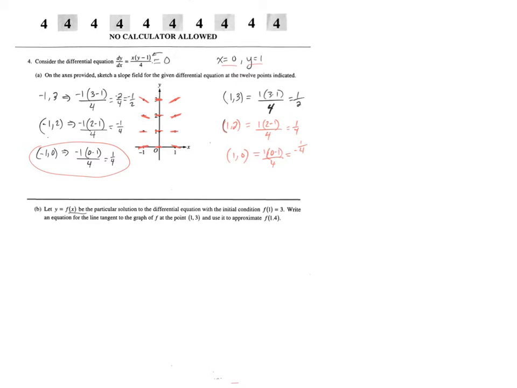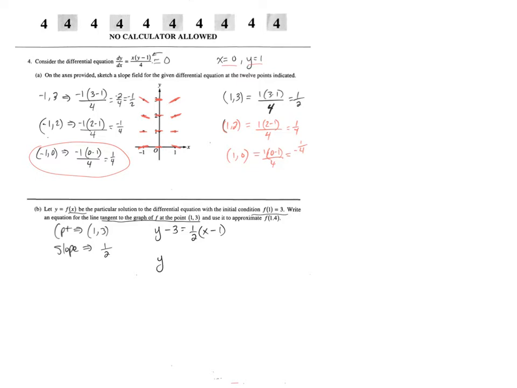f is the solution with f of 1 equaling 3, so we have a point, (1, 3). And they want us to write the equation of the tangent line at (1, 3). So we have the point, we need the slope. Well, we already did that. They'll do that a lot on these free responses. You can go back and use information. At (1, 3), we know our slope is a half, so we can fill that in, and then write the equation of the tangent line using point-slope form. So y minus 3 equals 1/2 (x minus 1).